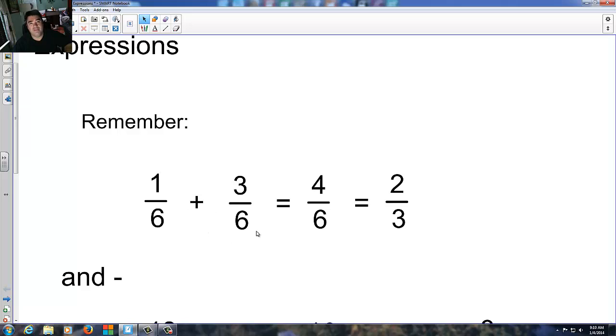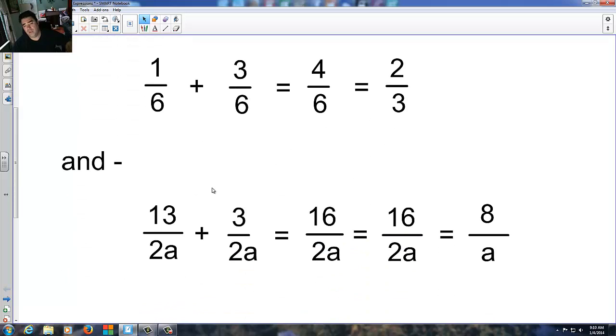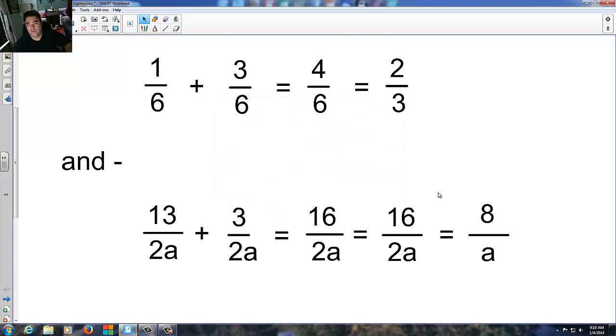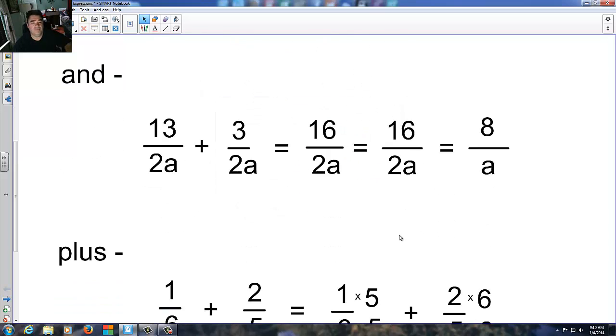Remember we're adding like fractions. The denominators are the same. So 1/6 plus 3/6 makes 4/6. 4/6 you can divide both by 2 and get 2/3. And 13/2a plus 3/2a, both being divided by 2a, so 13 plus 3 is 16 all over 2a. 16 and 2 can be divided by 2, giving me 8 over a.